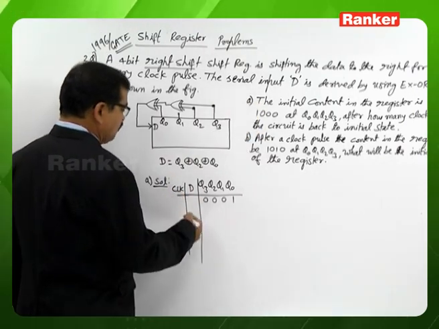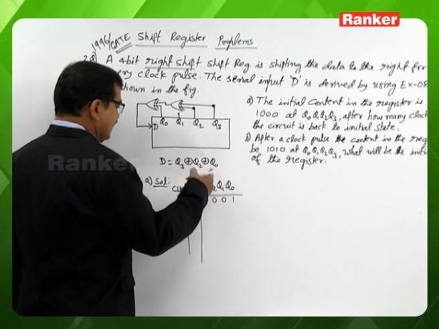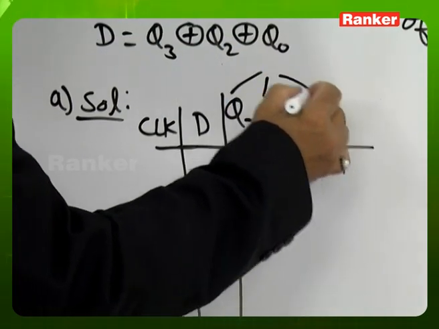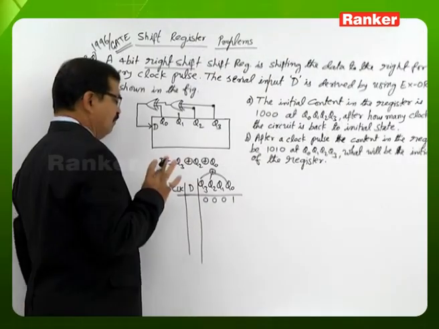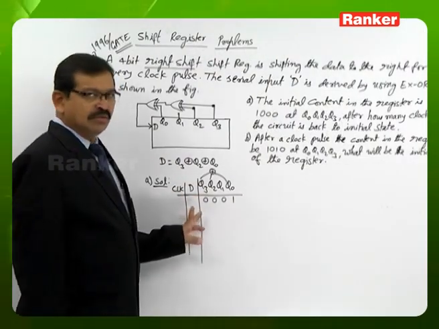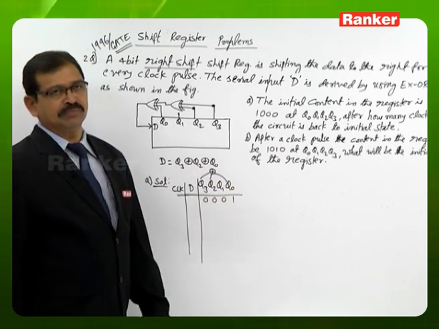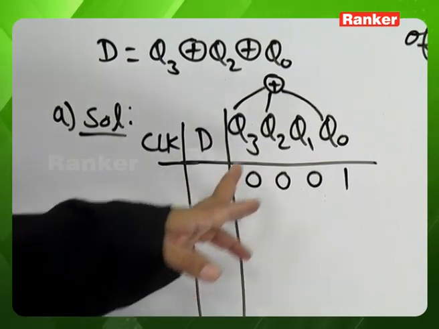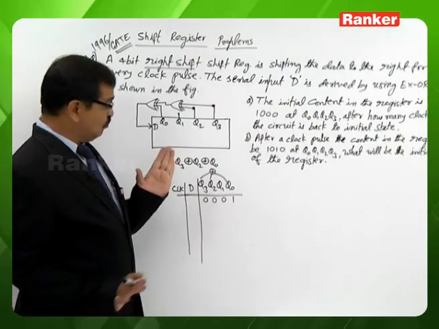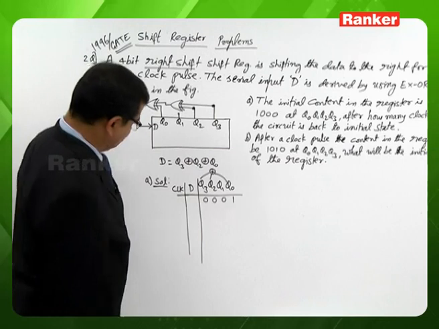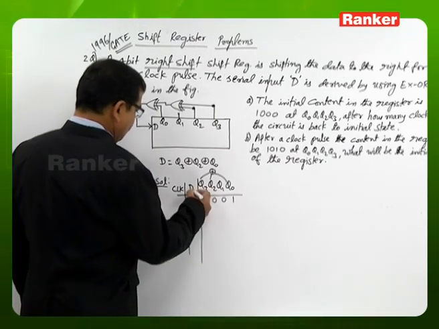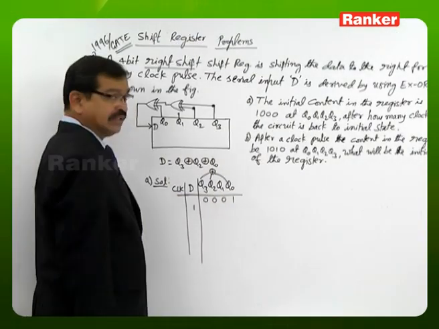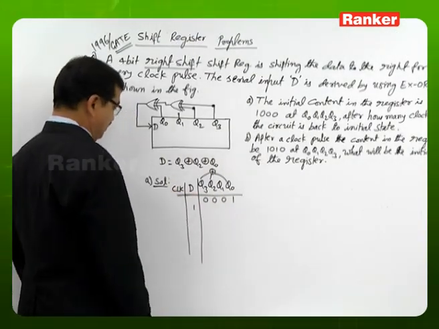Before the first clock pulse, if we look to the serial input, it is the exclusive OR between Q3, Q2, Q0. So be clear, as far as the serial input D is concerned, Q1 is not coming into the picture. So mostly we may do the mistake in a hurry while looking to the serial input D, also taking the Q1 into account. There is also another mistake that is possible. Anyway, if you look here, 0, 0, 1, hence odd number of variables are 1, serial input D is 1.